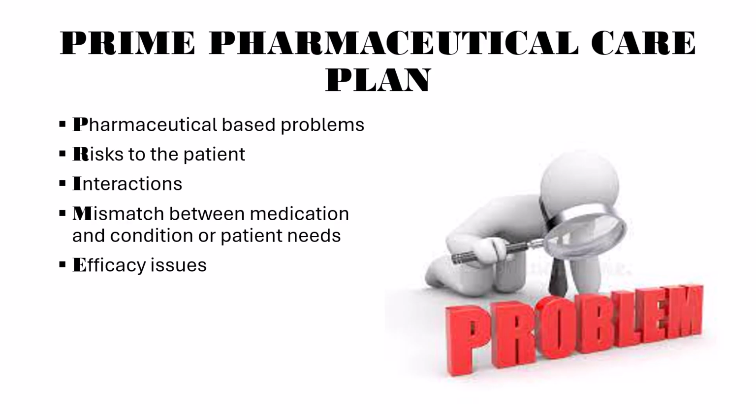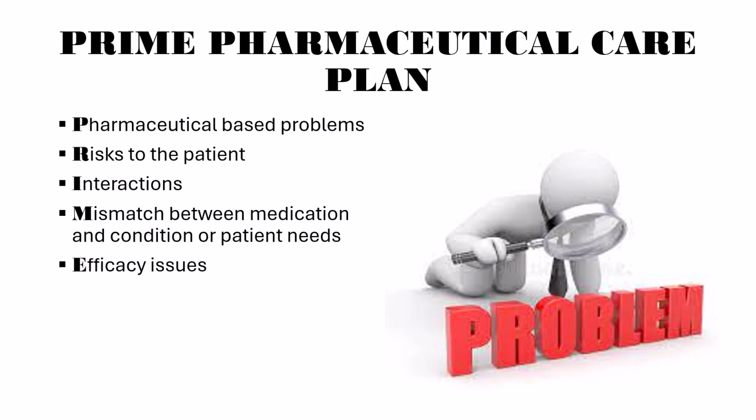R, risk to the patient. Any contraindication, any patient medication allergy, any drug-induced problem, any common serious side effects. I, interactions. There can be a drug-drug interaction, drug-disease interaction, drug-food interaction. M, mismatch. Mismatch between medication and condition of the patient. E, efficacy. Efficacy is the ability of a drug to produce a response.